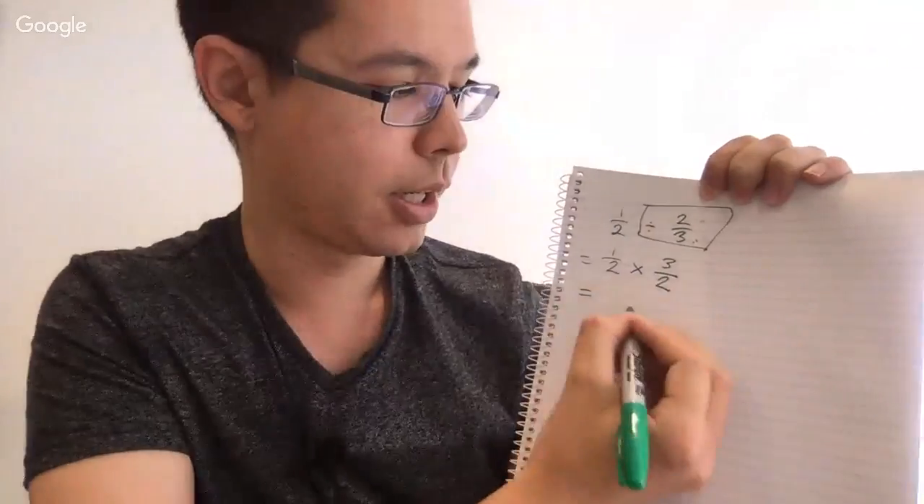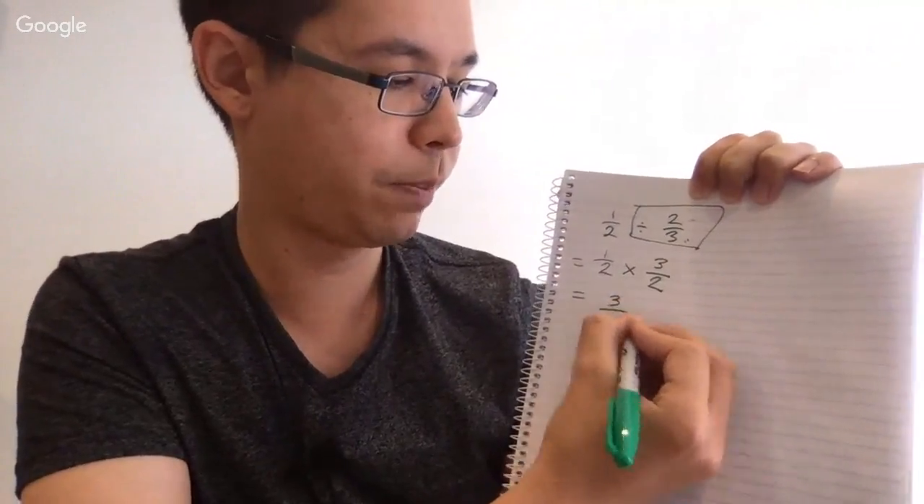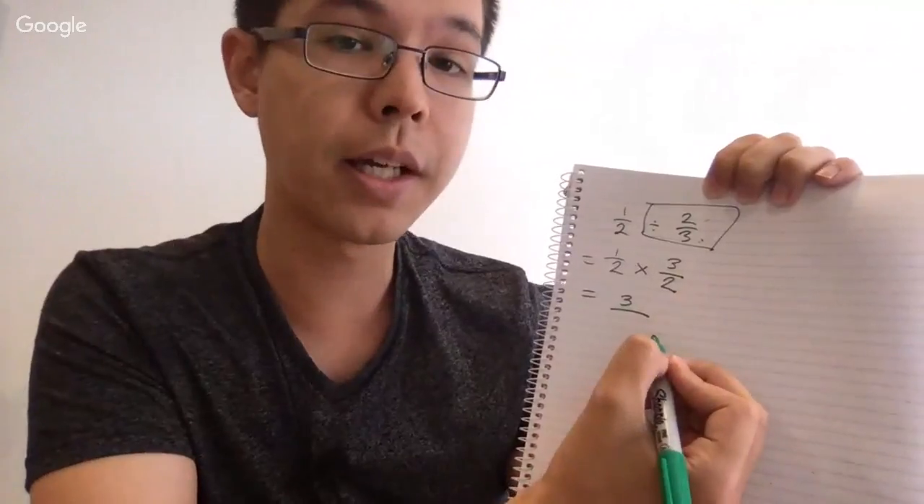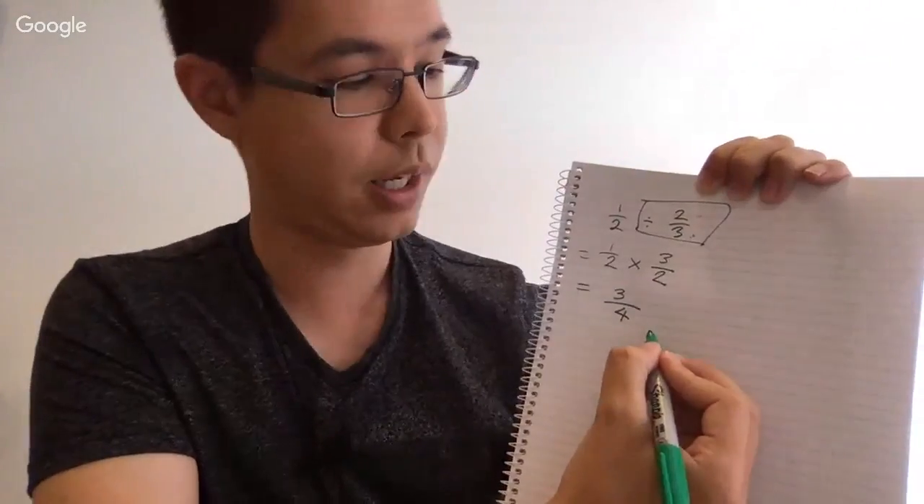So now I can just smash the numerators together by multiplication. So 1 times 3 is 3. Smash the denominators together by multiplication. 2 times 2 is 4. So now I get to this answer.